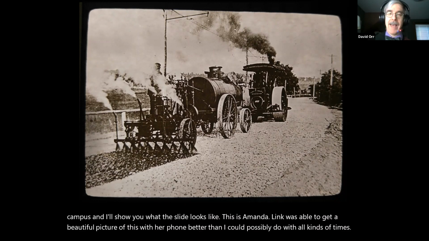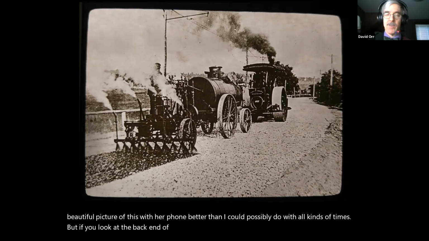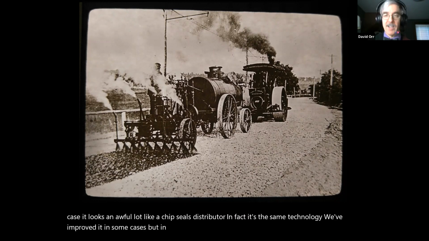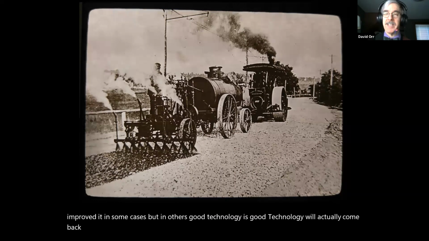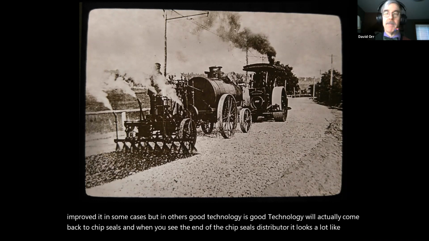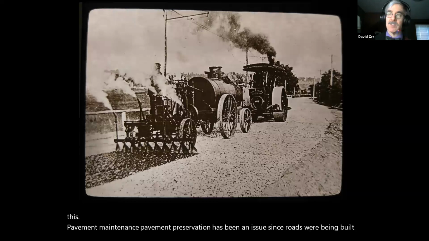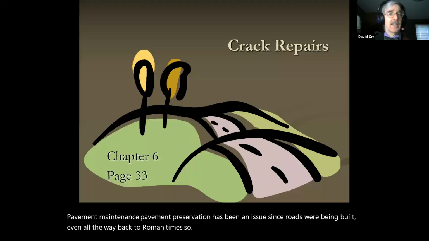But if you look at the back end of that train, they're doing an asphalt bound macadam in this case, it looks an awful lot like a chip seal distributor. In fact, it's the same technology. We've improved it in some cases, but in others, good technology is good technology. And we'll actually come back to chip seals. And when you see the end of the chip seals distributor, it looks a lot like this. Pavement maintenance, pavement preservation has been an issue since roads were being built, even all the way back to Roman times. So let's make sure we understand that.